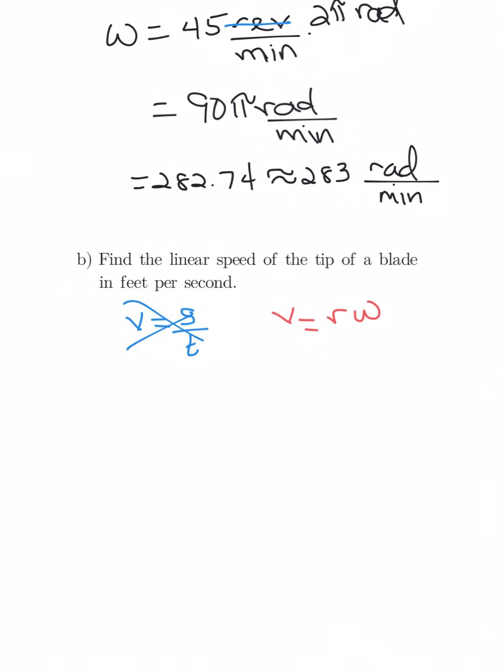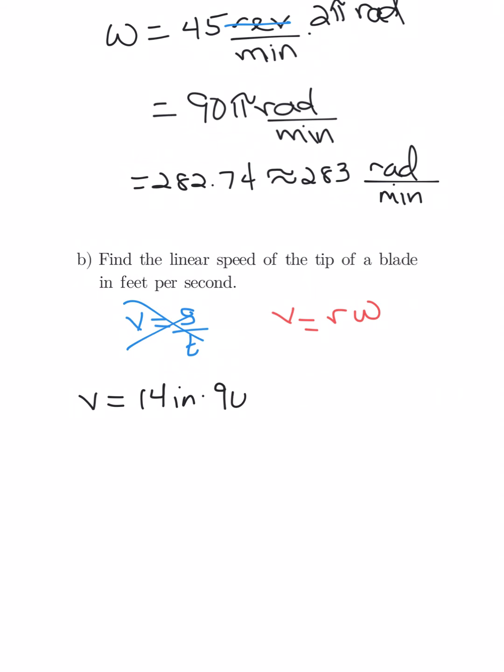So setting this up, we will say V equals, our radius is 14 inches, and we take that times our omega. When you go to these second parts and you have to use answers from the previous part, do not use the rounded answer that you put in for part A. Go back to the 90 pi version of it. That's what those directions were saying, do not round intermediate computations.